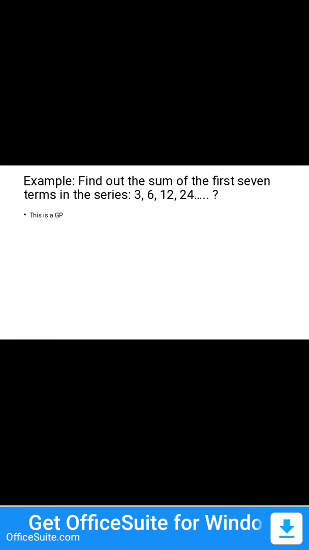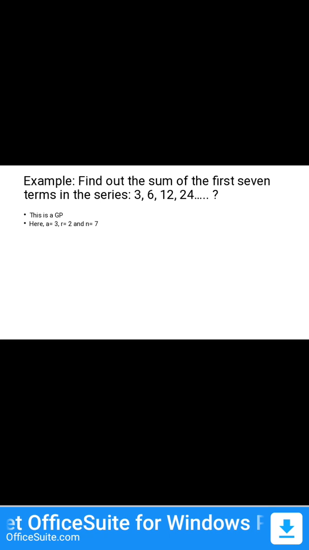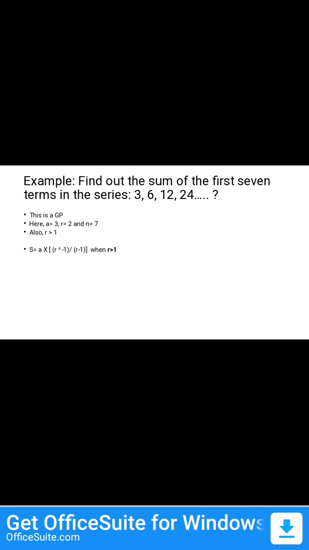The first thing that you have to ascertain is whether this is a GP. Yes, this is a GP. 6 by 3 is equal to 2, 12 by 6 is equal to 2, 24 by 12 again is equal to 2. So the ratio is the same across. That is why it is a GP, and the common ratio is r equal to 2, which we can see here in the second line. The first term is 3, and since we are going to find the sum of the first 7 terms, n is equal to 7. R is greater than 1, which you can also see, and that is why the sum will be a into r raised to the power n minus 1 divided by r minus 1.